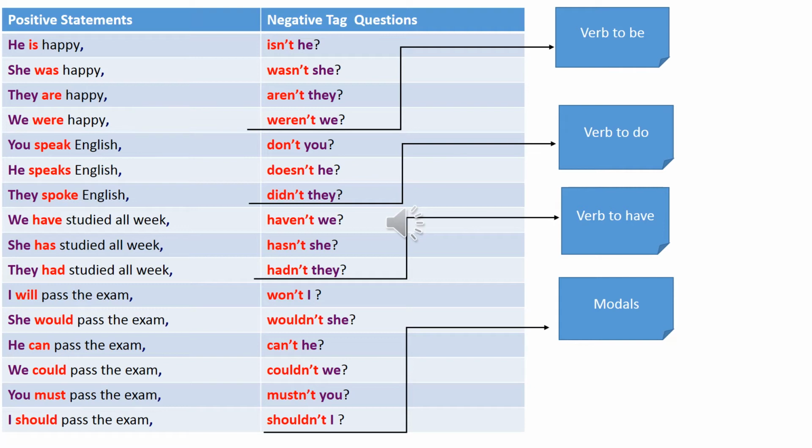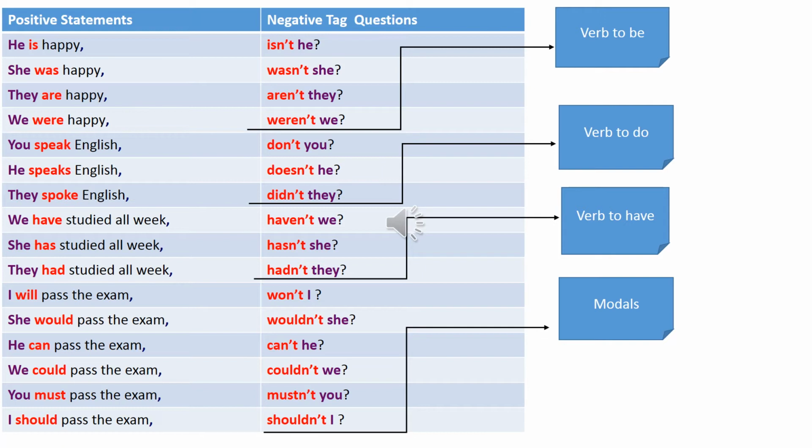And if the subject is you, we have to use don't because it is not singular. If the subject is singular, we have to use doesn't. Do you remember that? In the present simple, how can we negate? If the subject is singular, like she, he, it, we have to use doesn't.